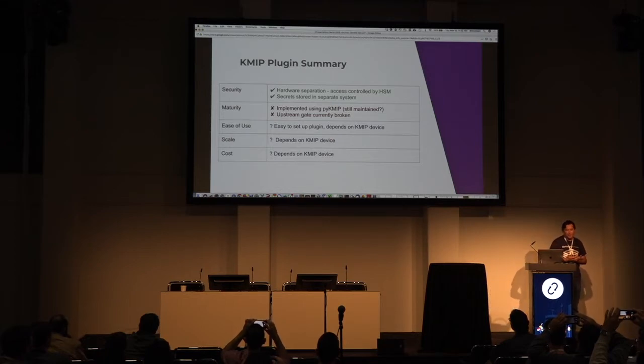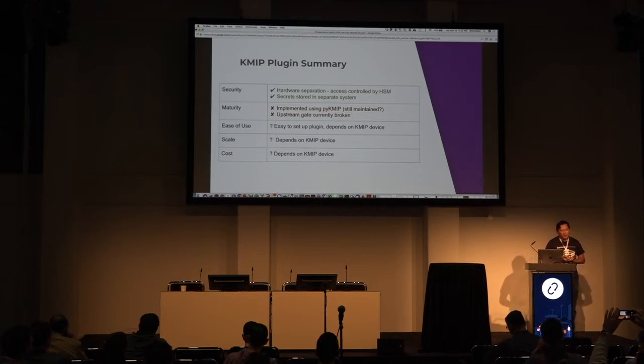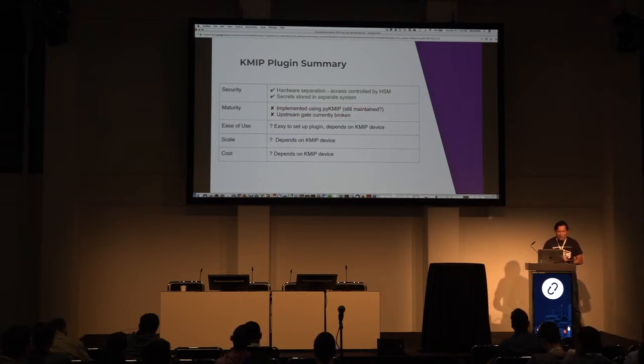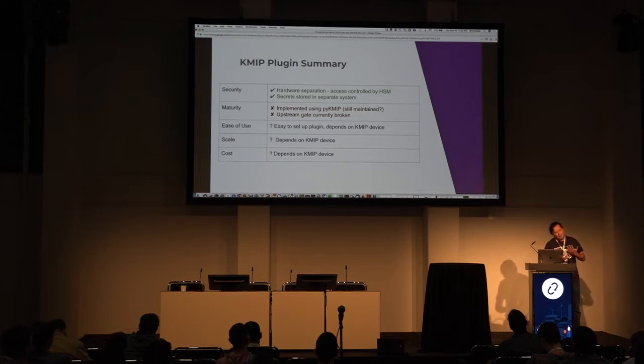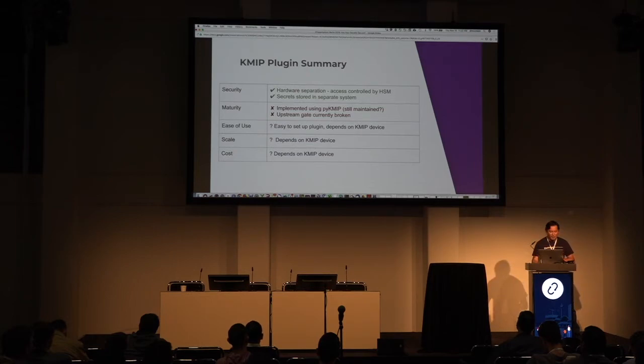Maturity is the only thing that, in this particular case, is kind of tough. The KMIP plugin was implemented using PyKMIP, and this was written by a bunch of the Johns Hopkins guys, and we're not quite sure whether it's going to continue to be maintained. In fact, as it turns out, the upstream gate has been broken for several weeks now, and we don't quite know how to fix it. We could probably fix it, but then the question is, from a long-term perspective, how long that's going to be doable. So that's the main disadvantage of that one. And of course, you need a KMIP device, which, depending on cost and scale, depends on the device that you're talking to.